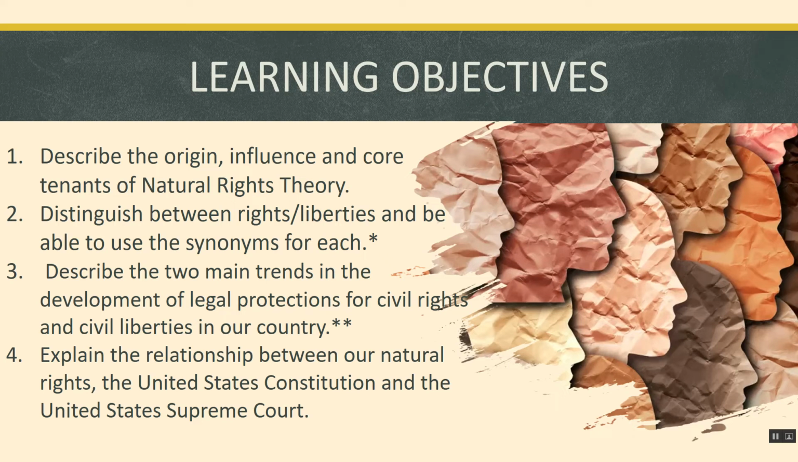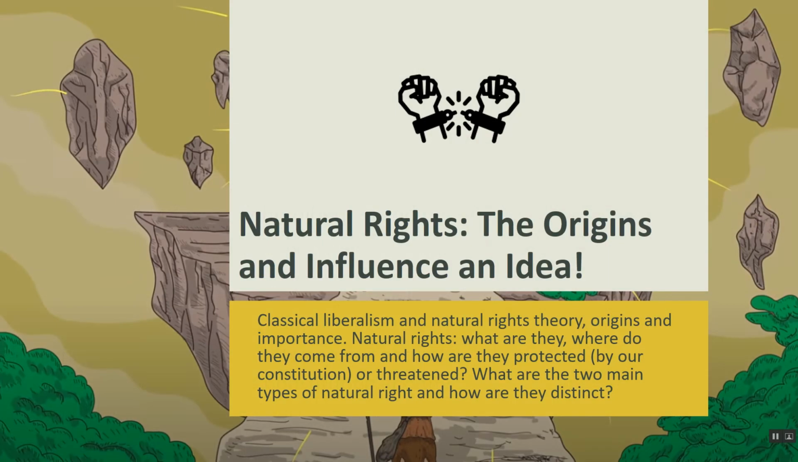Finally, the fourth learning objective asks for you to explain the relationship between our natural rights on the one hand and the United States Constitution, as well as the United States Supreme Court on the other hand. Let's go ahead and get started by talking about the origins and influence of natural rights as an idea. We're going to cover classical liberalism and natural rights theory, the origins and importance of this theory, and then we're going to talk a little bit about what natural rights are, where they come from, who has them, how they are protected or threatened by governments and our Constitution, and the 2 main types of natural rights mentioned on the previous slide.